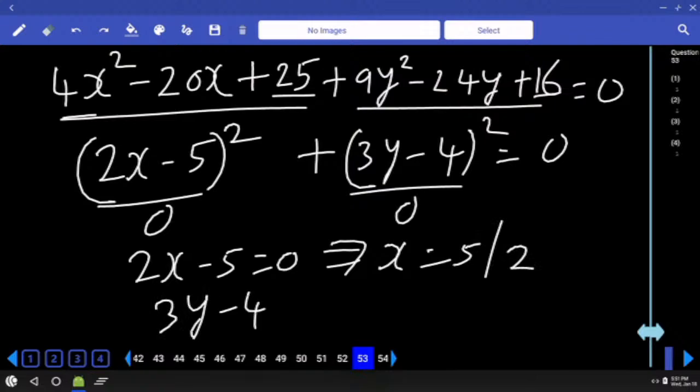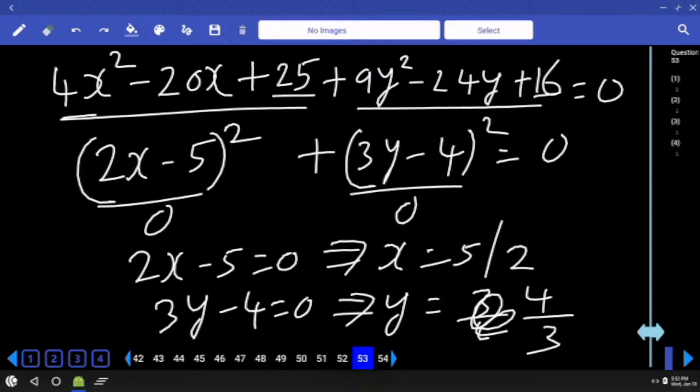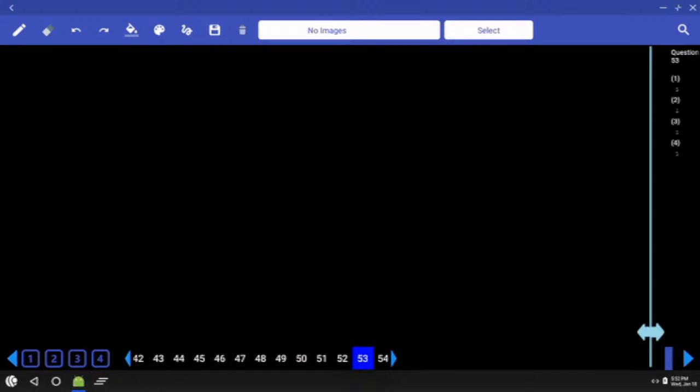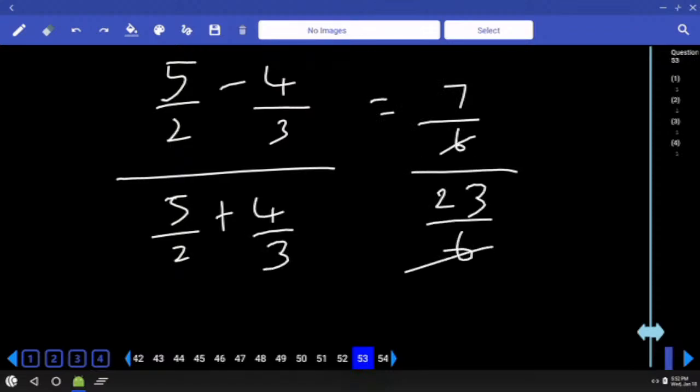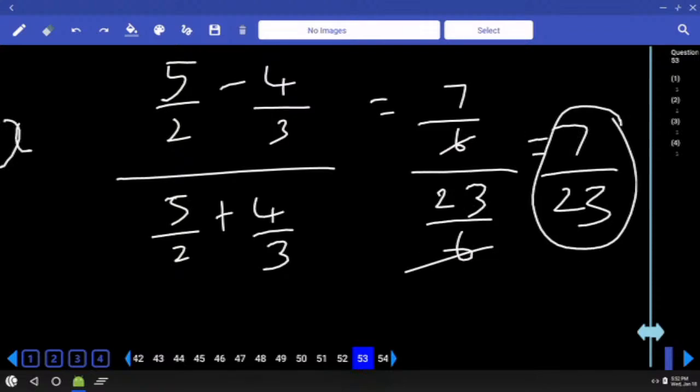3y minus 4 equal to 0 which implies y equal to 4/3. So now if we get into this consideration, what is he asking? x minus y by x plus y. What is the value of x? 5/2 minus 4/3 by 5/2 plus 4/3. This is 15 minus 8 and that is 7/6 by 23/6. Both get cancelled. Answer is what? 7/23 is the answer. This is for x minus y by x plus y.